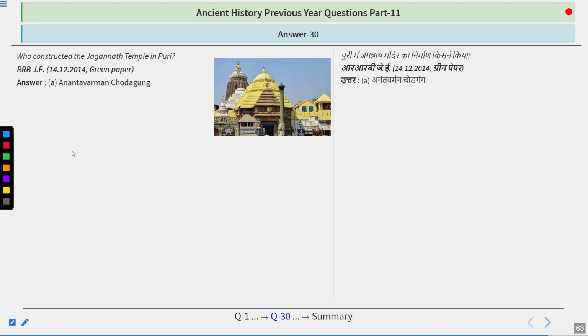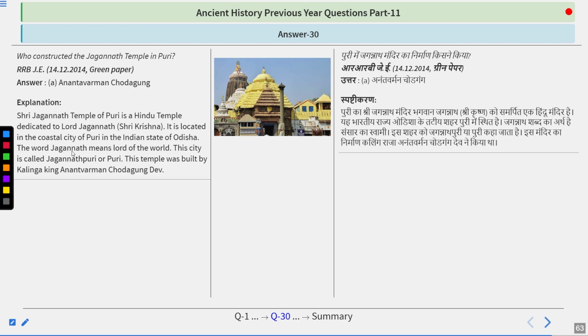Anantvarman Chodaganga. So the Sri Jagannath Temple of Puri is a Hindu temple dedicated to Lord Jagannath. It is located in the coastal city of Puri, in the Indian state of Odisha. The word Jagannath means Lord of the World. This city is called Jagannath Puri or Puri. This temple was built by the Kalinga king Anantvarman Chodaganga Dev. So do remember Anantvarman Chodaganga. The temple is in Puri, and it is also known as the White Pagoda.